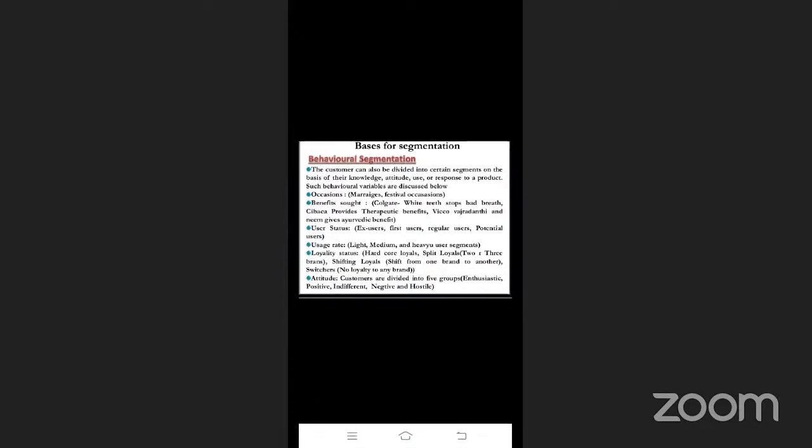So here you see loyalty status: hardcore loyals, split loyals with 2 or 3 brands. Like me, I prefer 2 or 3 brands. I will not depend on one brand. If I buy Red Label tea powder this month, it means I will definitely go for another brand next month when I go for shopping. This is also consumer behavior segmentation, how the consumer behaves.